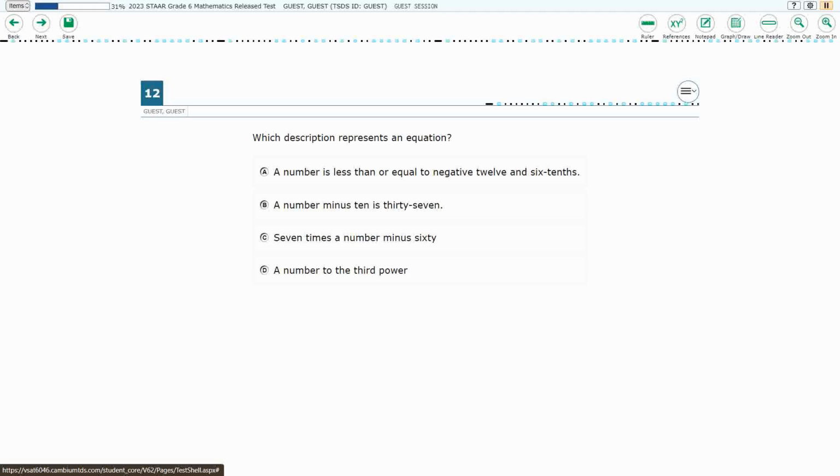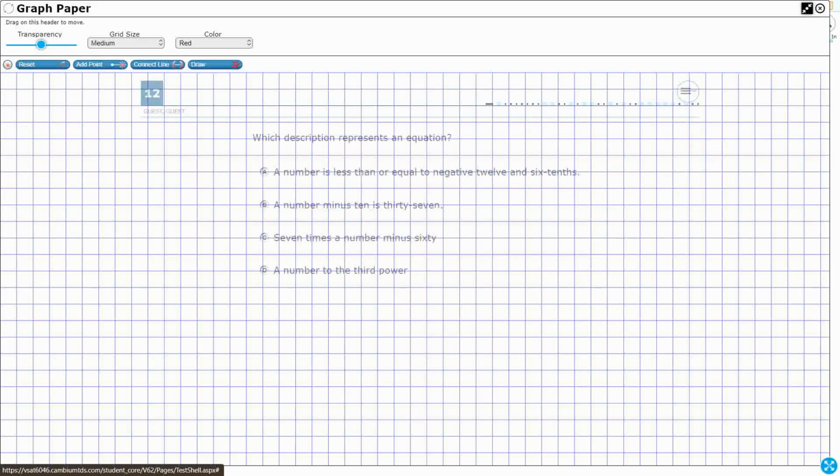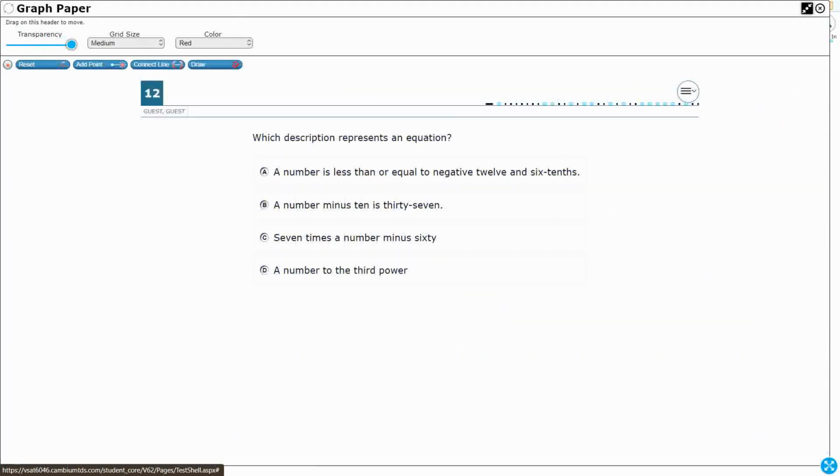So we need to find an expression, or a description, that represents an equation. Seems pretty simple. There's no numbers written out. They're all in word form here. So what's the difference between the two? If we're looking for an equation, that means the other three are going to be something else. And the other three are going to be this term we call an expression.